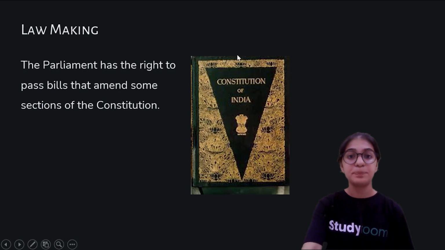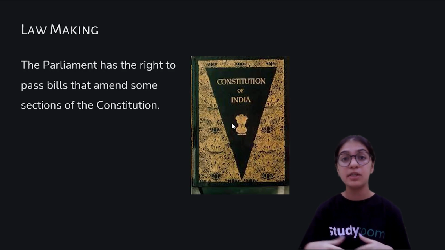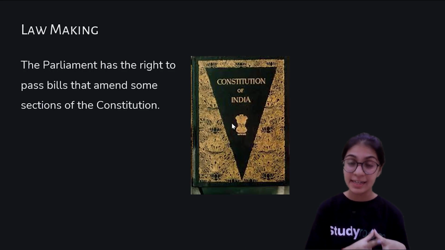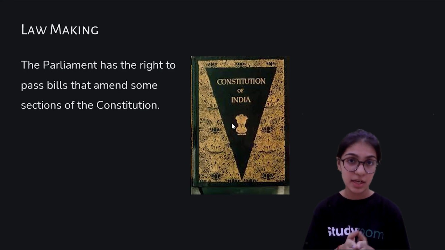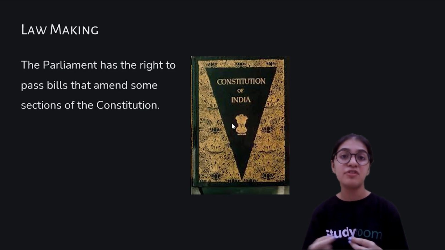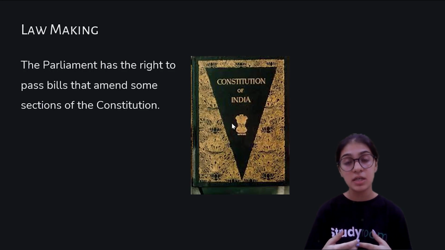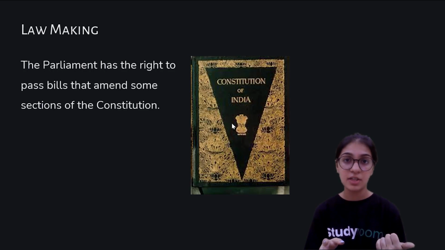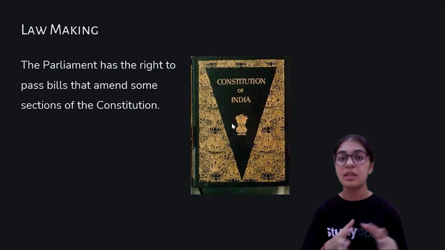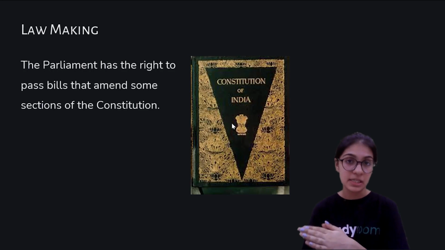Lawmaking. As I told you, a bill is made a law. In order to create a law, first the bill has to be made, and it has to be passed by the Lok Sabha and the Rajya Sabha. Since Parliament has two houses, the Rajya Sabha and the Lok Sabha, first the bill has to be created. Then the bill has to be passed by the two houses, first the Lok Sabha and then the Rajya Sabha. Only then does the bill become a law, and then it is enacted by the President.